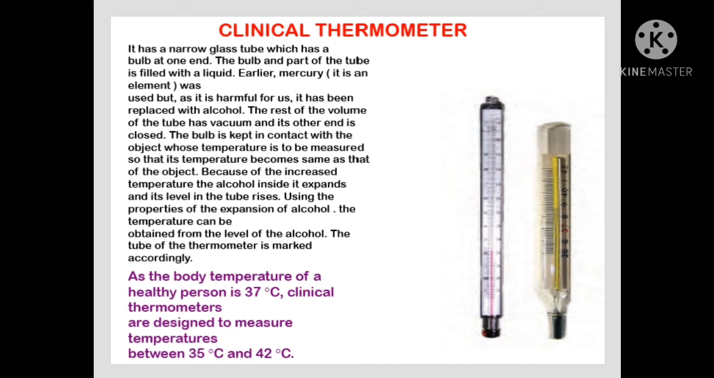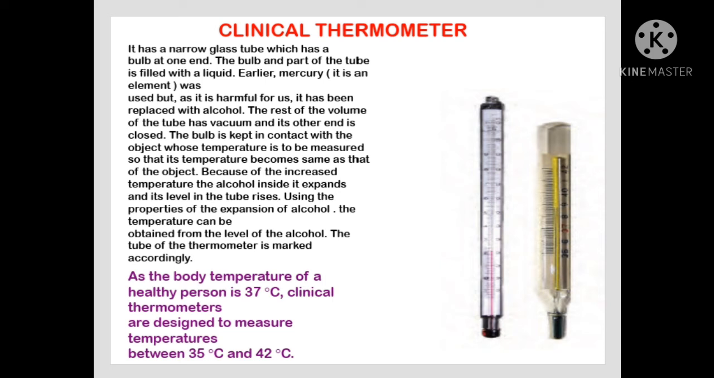The bulb side of the thermometer is kept in contact with the object whose temperature is to be checked, and it is left for 1 to 2 minutes. So whatever temperature of the object is absorbed by the mercury or alcohol, it rises up to the markings of the thermometer. You know, students, alcohol or mercury has the special property that whenever it gets heat, it starts expanding. So whatever the temperature of the object is, it rises up to the markings which are on the thermometer.